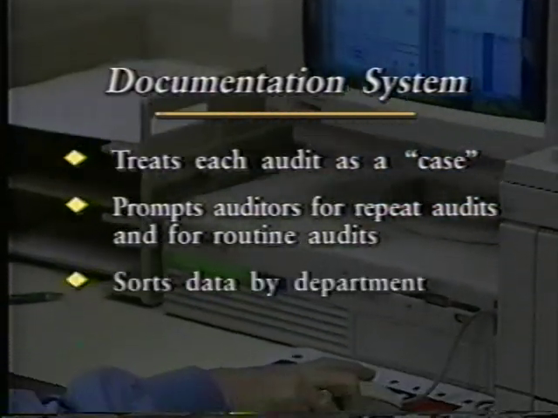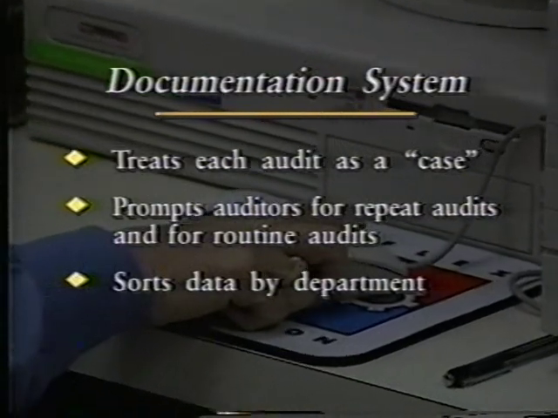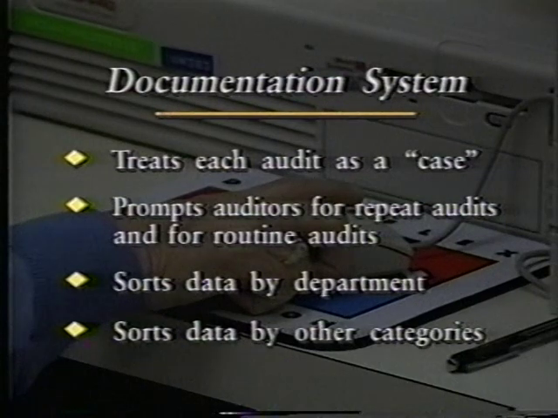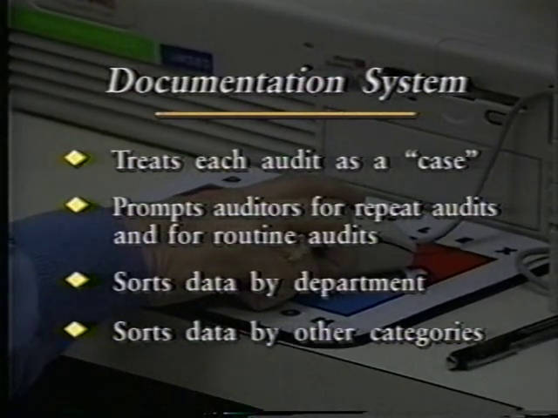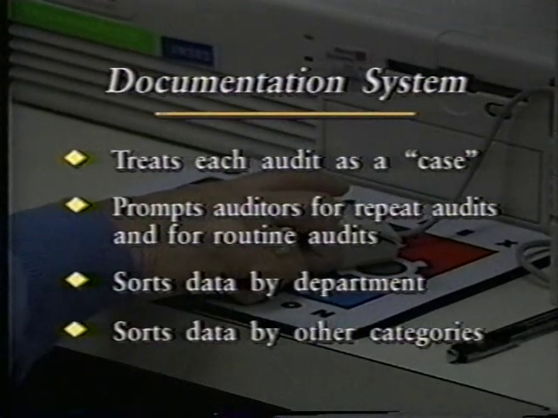The system would sort data by department to allow the auditor to check the audit history of any one area. Data could also be sorted by the type of deficiency observed, the process or product in which the deficiency occurred, the number of similar findings, and so on. The utilization of such a documentation system will facilitate trend analysis of your audit findings. It will also allow you to link your data with the database established for your error and accident reporting, which happens to be the last segment of our video program.